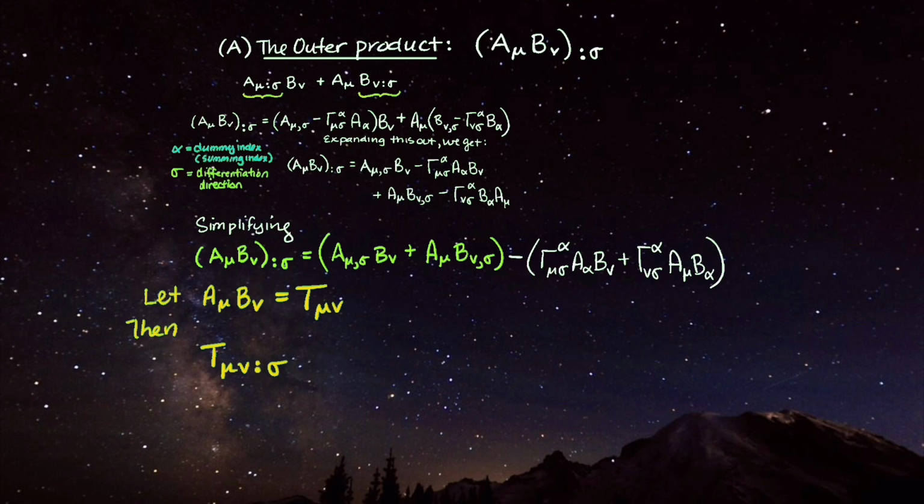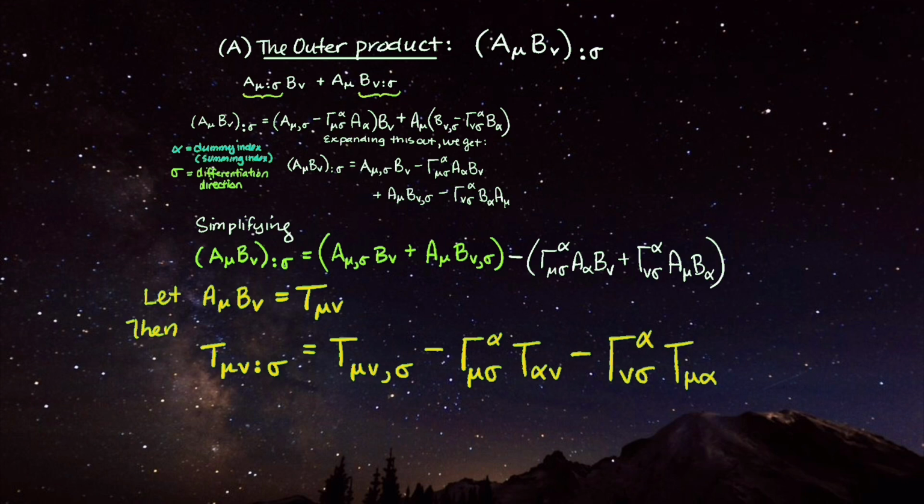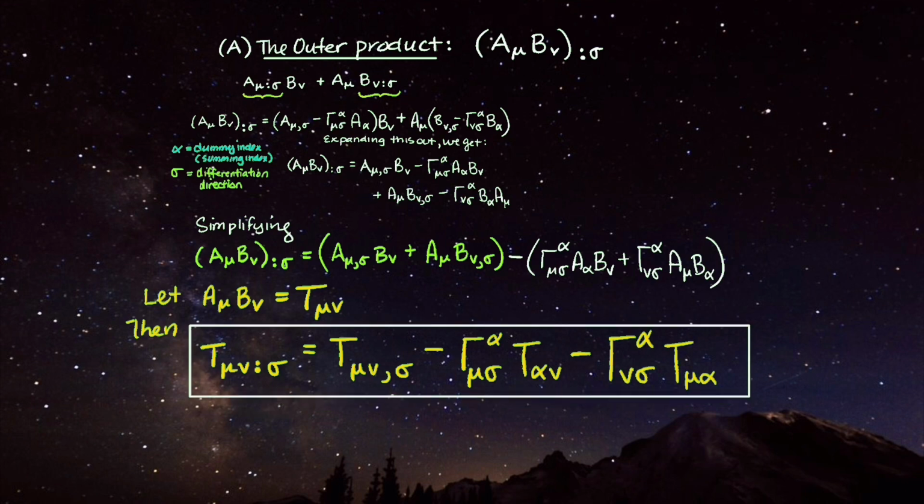And if we were to let our outer product be given by this second rank tensor, its covariant derivative would follow just like this. And thus we can use this model here to finish off our covariant derivative.